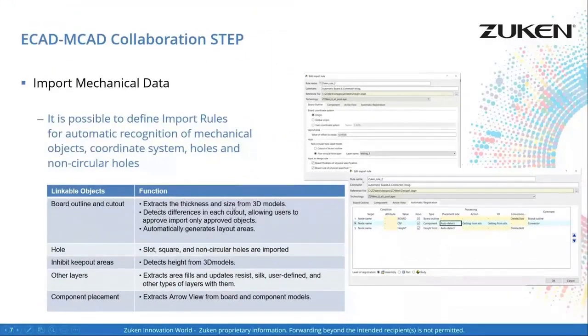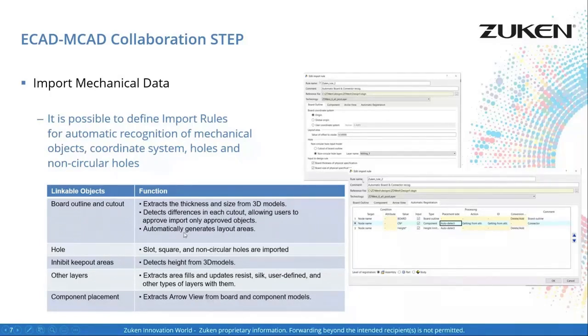It extracts the thicknesses and size from 3D models, detects differences in each cutout, allowing users to approve, import, or only approve objects. Automatically generate layout areas. We can import slots, square holes, non-circular holes, for example. And also, as I mentioned earlier, inhibit keep out areas. We can detect them, extract them, and create those automatically onto the surfaces or to the layers of the PCB.